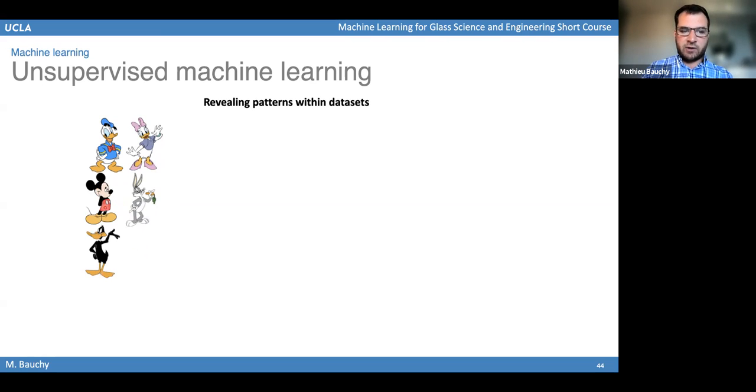Then you can look at the number of ears, for example. The number of ears would be an influential feature because, again, you have three characters that do not seem to have ears, and then you have two characters that have two ears. So that would be a good example of a feature that can be used to group those data points together.